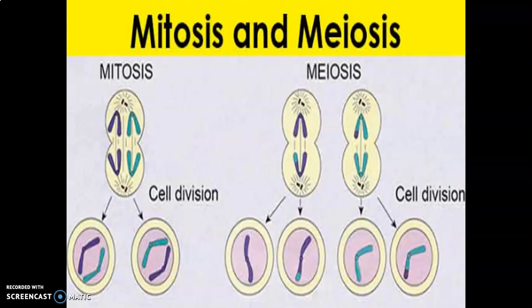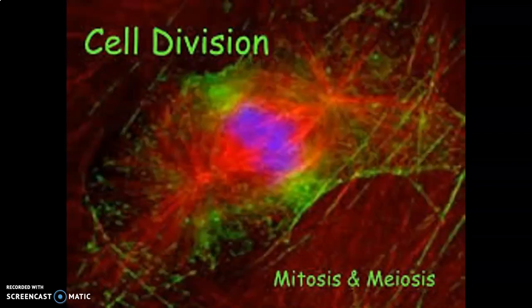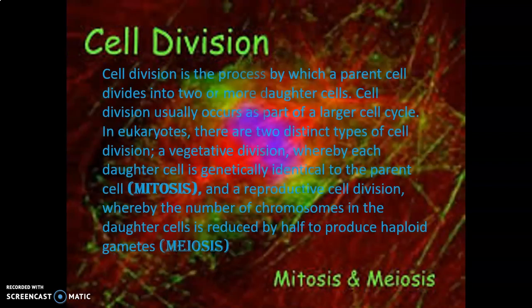In today's video, we will be discussing the process of mitosis and meiosis. So let's start with cell division. Cell division is the process by which a parent cell divides into two or more daughter cells. Cell division usually occurs as a part of a larger cell cycle. In eukaryotes, there are two distinct types of cell division.